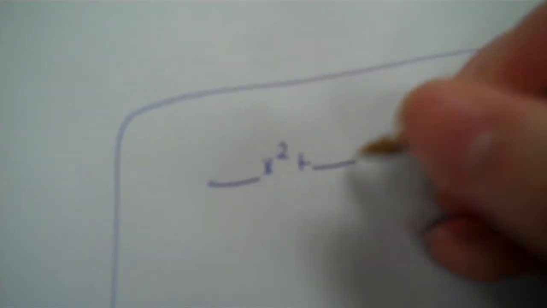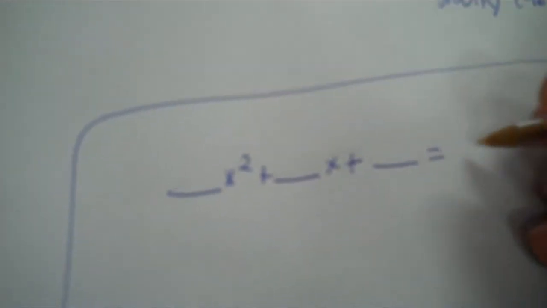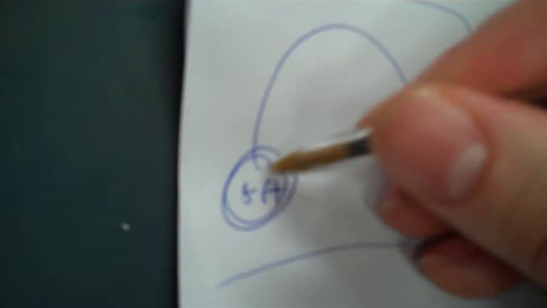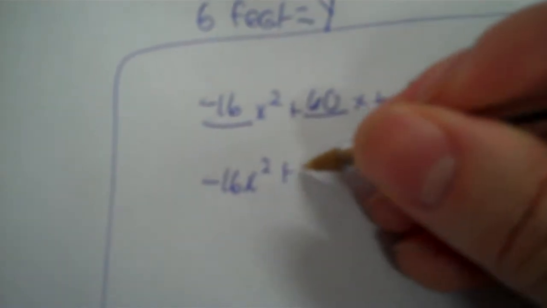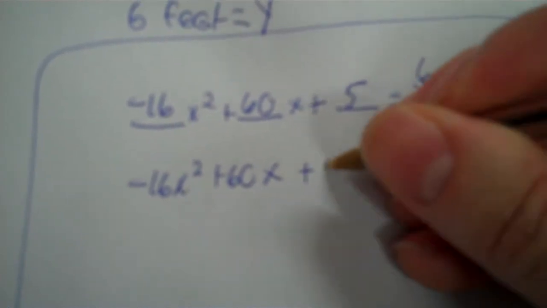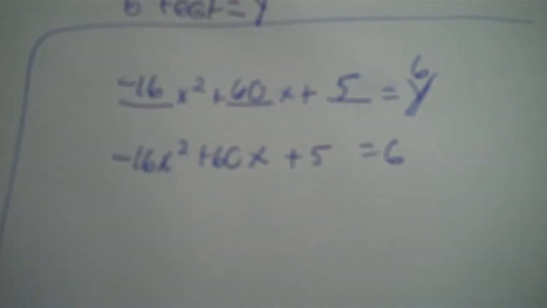X second, x constant equals y. So negative 16, then 60, and then this 5 right there is your constant, and then this 6 feet needs to go into our equation for y. So now we have negative 16x to the second power plus 60x plus 5 equals 6. Now y is out and I can solve for my x. But x is to the second power, so there's two answers. So you have x to the second, and you've also got x to the first.